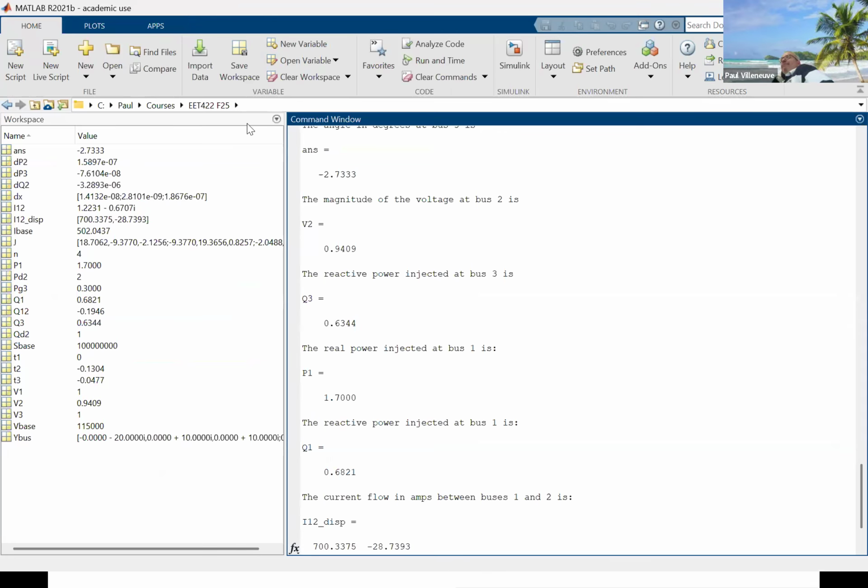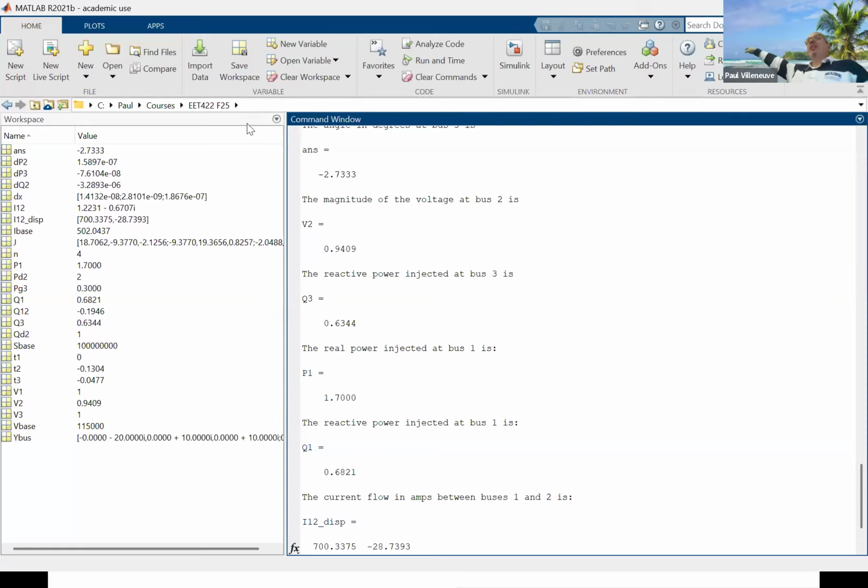Well, let me think about that. Bus 2 needs, what did I say? 200 megawatts, or has 200 megawatts of load. And bus 3 is producing 30 megawatts. So how many megawatts should bus 1 be producing? 170, right? Make up the difference.